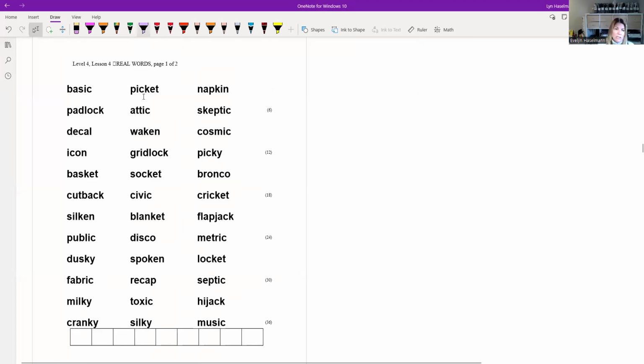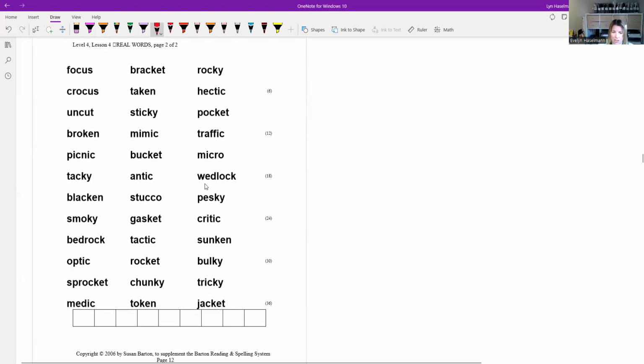We are going to be just dividing these words. So your basic. Padlock, that will be a compound word. Decal, so dot dot, always push it to the back for starters. This works. Socket, we'll divide after the CK. We always divide after the CK because the CK goes with a short vowel.